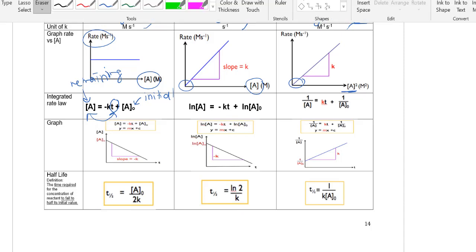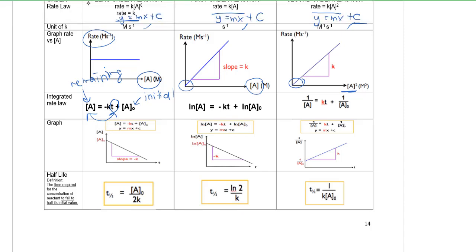Okay, the same goes for this one. For the first order, it is ln, not log. ln of the concentration of A, the remaining A, equals negative kt plus ln of the initial concentration of A. The last one is 1 over A equals kt plus 1 over the initial concentration of A. From these equations, you can plot a graph, and you get a graph something like this.